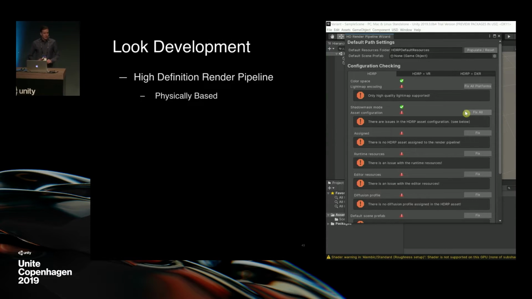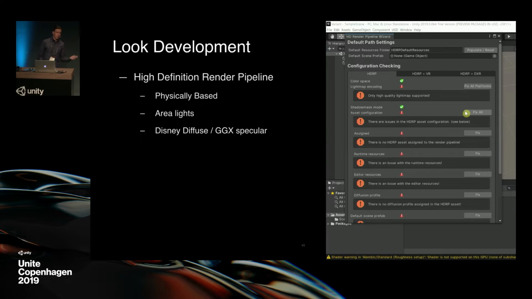So why would you use HDRP? One thing, if you're coming from an offline world, it's physically based. We can use area lights as we would in an offline renderer. It uses the Disney diffuse and GGX specular terms. So if you're using a BRDF from Pixar's RenderMan or Arnold, anything that uses the Burley principled shader, you can expect similar results.